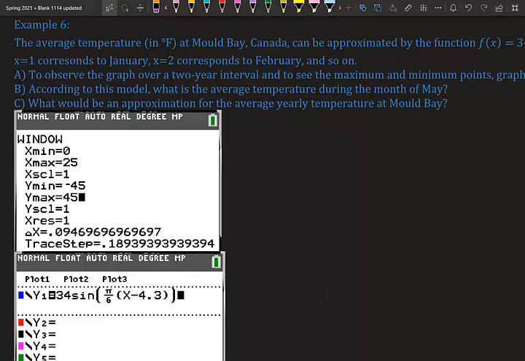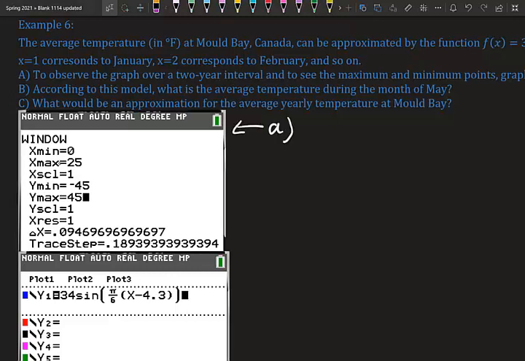B. According to this model, what is the average temperature during the month of May? And C. What would be an approximation for the average yearly temperature at Mould Bay? Okay, a lot going on here. Let's talk about A. So for part A, that's what this first window is talking about.